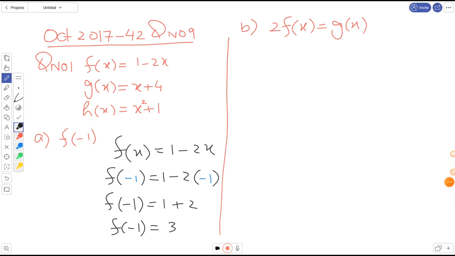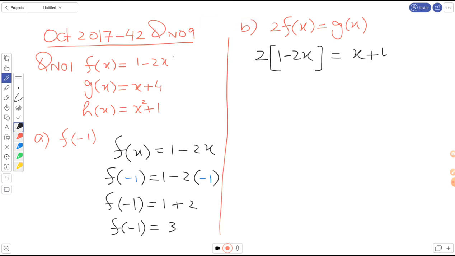So let's see the question in part B. So what's the question we have? 2 times the function of f is equal to g of x. So way number 1, how to start? 2 times the function of f of x. I will keep a bracket for it. And here g. So f of x, this is called the function name, okay? And this is called the function value. So the function value will go here, okay? F of x value. So I'm going to copy here 1 minus 2x. And g of x value is this. So I'm going to copy there.